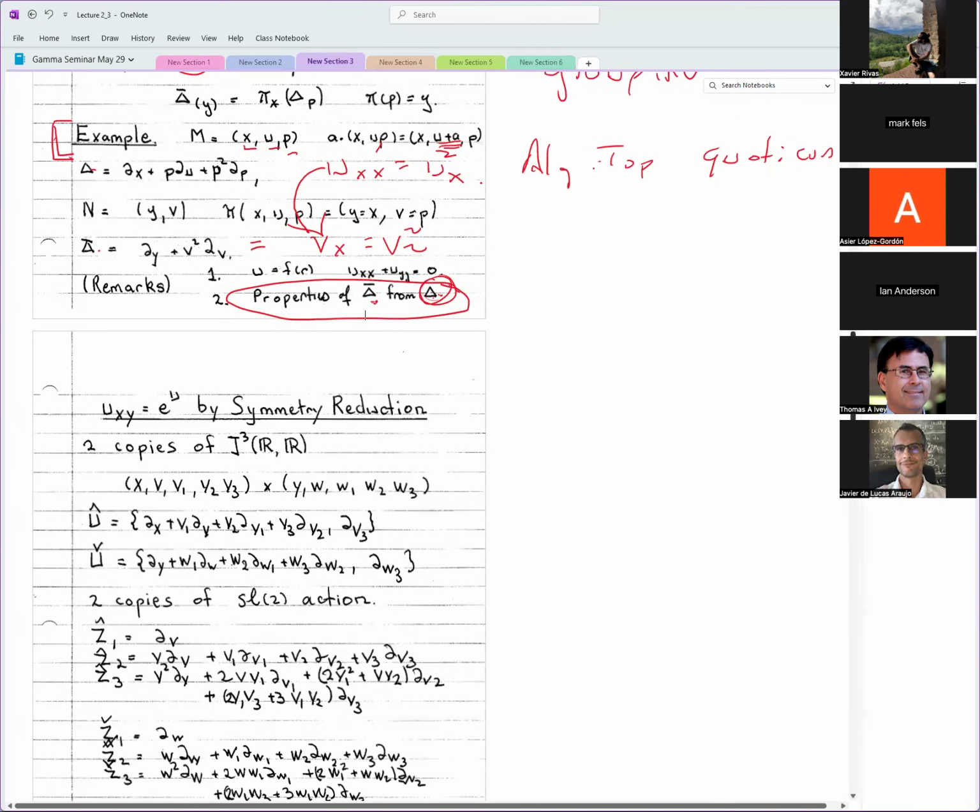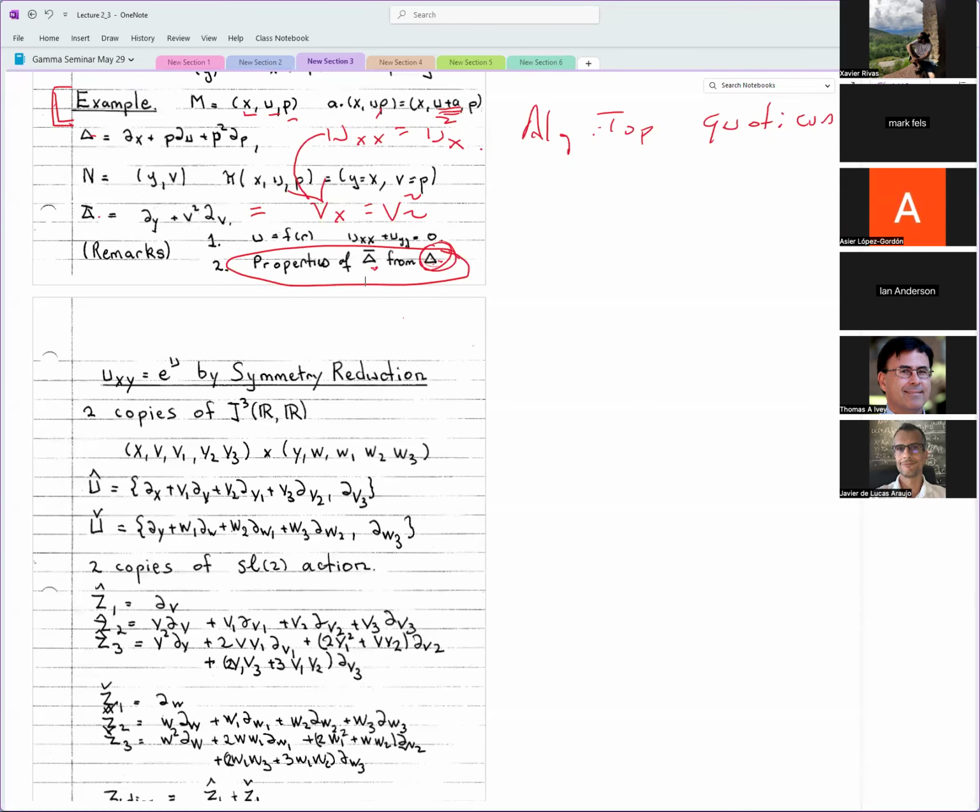Okay, so now here's a more substantial example. We're going to come to this equation, Liouville's equation, and we're going to start with the Vecchio data and reconstruct this equation by symmetry reduction. So we're going to do something, and at the end, we're going to be at this equation here.